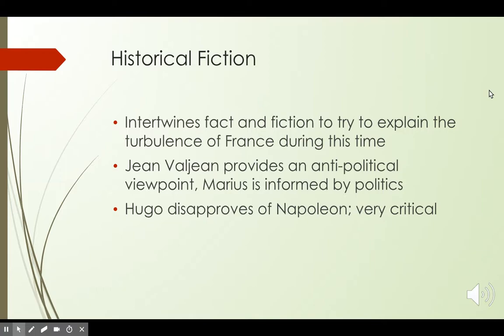We call this historical fiction. Historical fiction intertwines fact and fiction and tries to explain what's going on in history at that time. For Les Miserables, this means that Hugo is trying to explain the turbulence of France during this time of power struggles. The main character, Jean Valjean, is going to provide an anti-political viewpoint, while Marius, another main character, is informed by politics. Remember that Hugo disapproves of Napoleon and is going to be very critical about him.